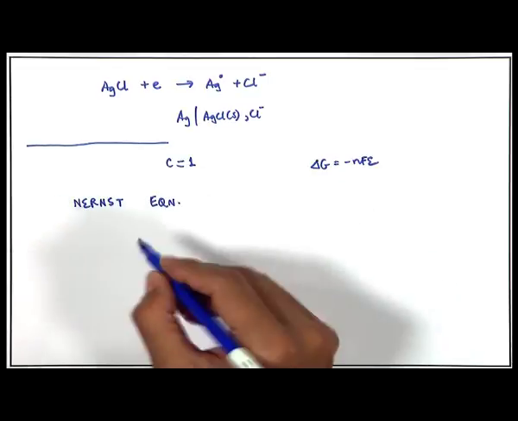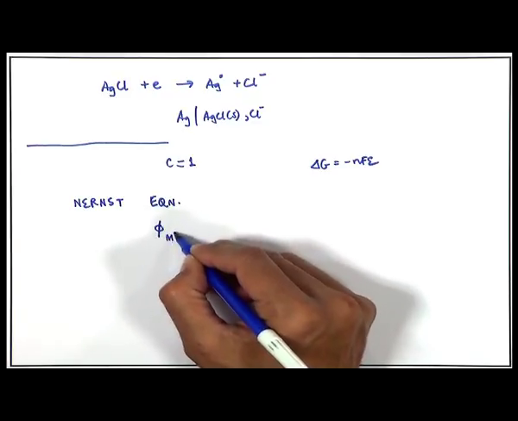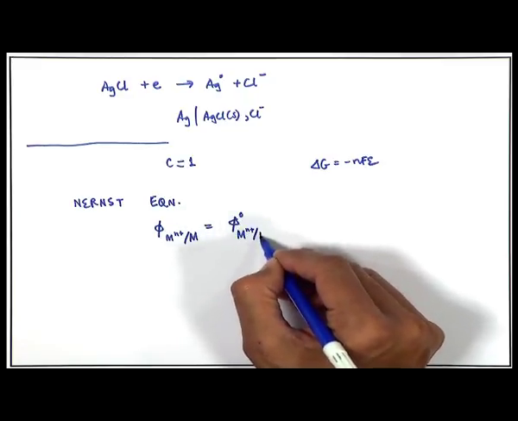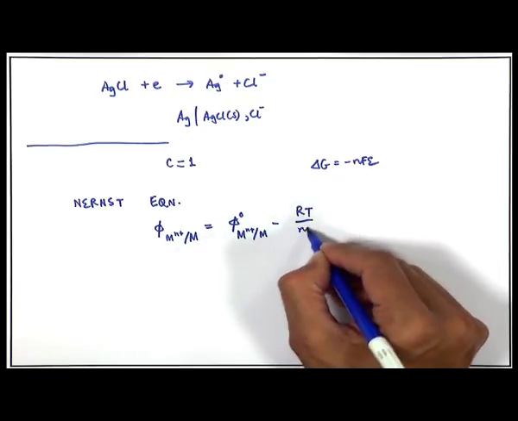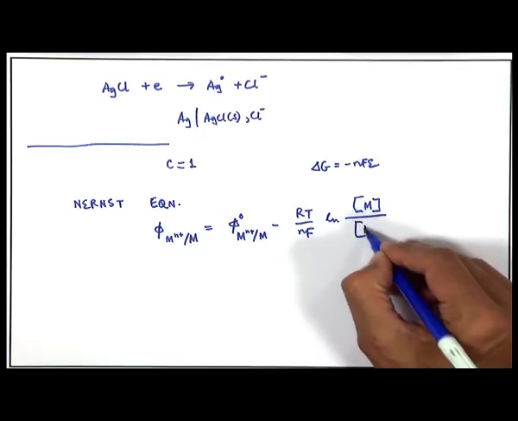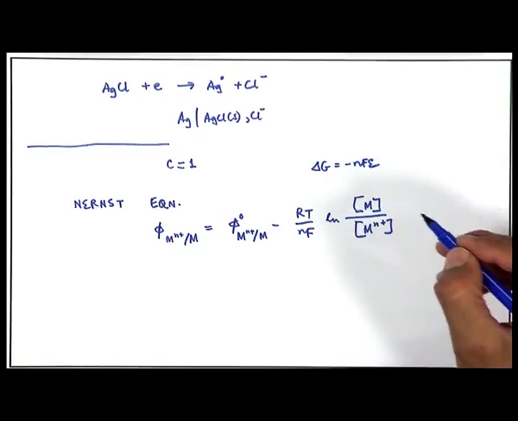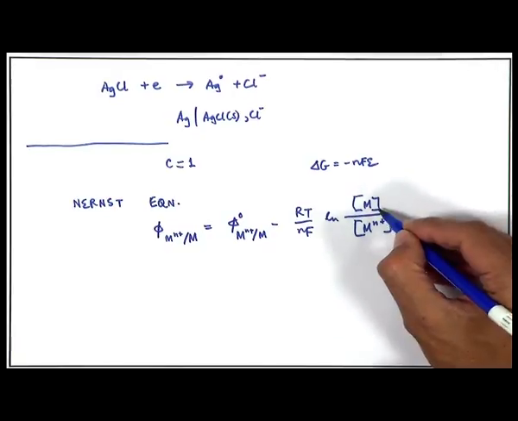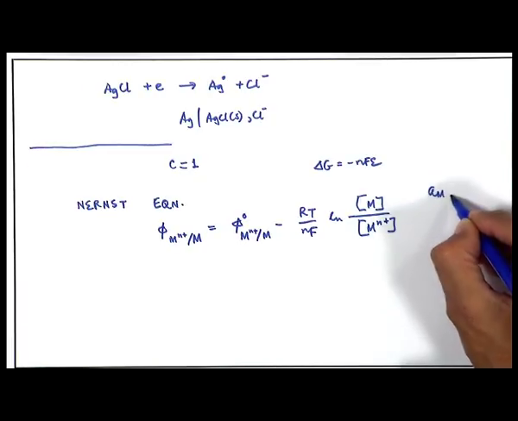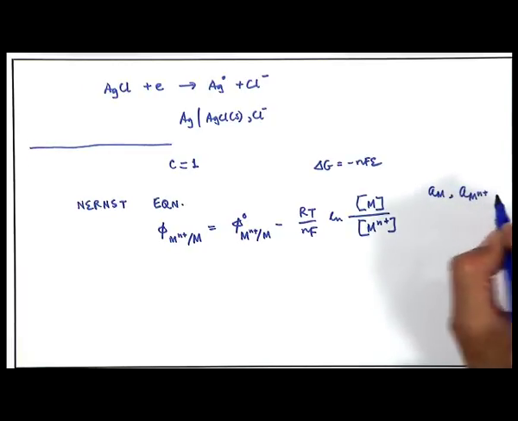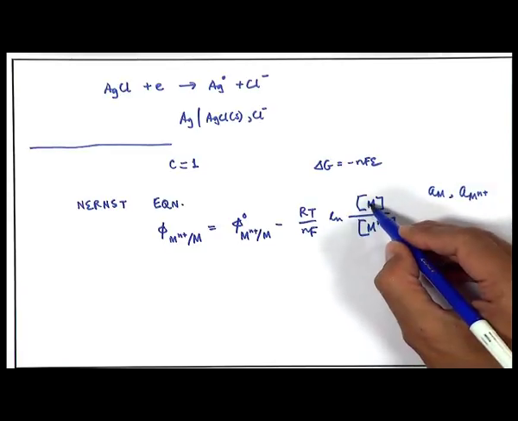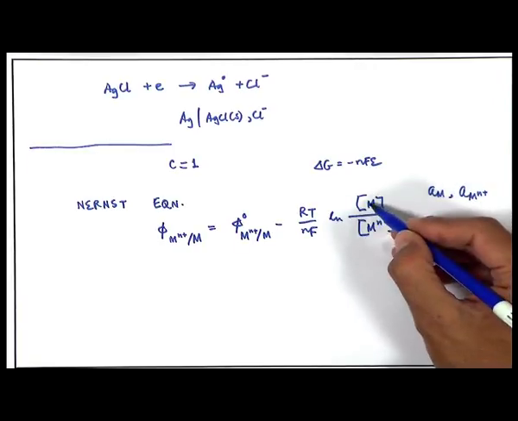For a half cell you can write like this: phi of M n plus M is equal to phi 0 of M n plus M minus RT by nF ln concentration of M divided by concentration of M n plus. Actually, the expression was developed with respect to the activity of M and the activity of M n plus in the numerator and denominator, but for dilute solution, you can replace activity with concentration. That is why we are writing like this. Otherwise, the true expression is the ratio of the corresponding activities.